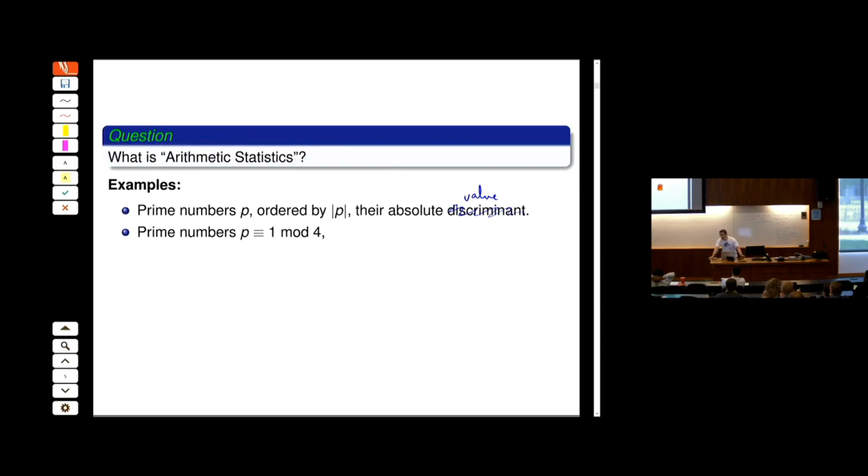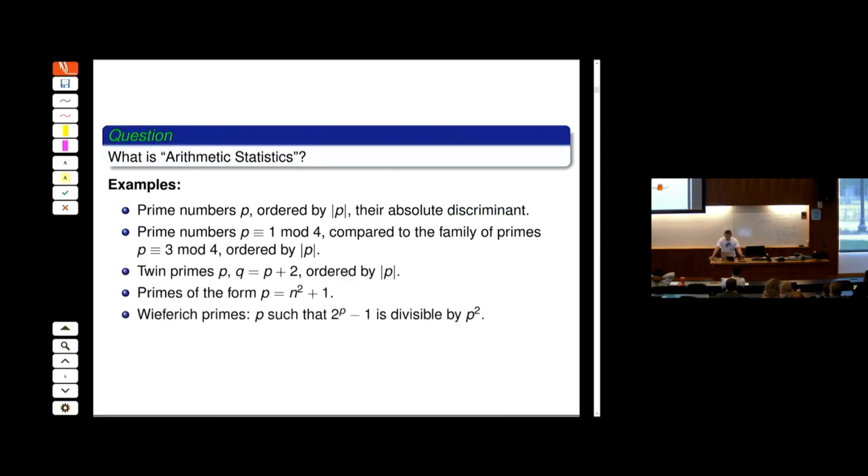The primes that are odd, they're 1 or 3 mod 4. So we will compare them with families of primes that are 3 mod 4. Are there more or less primes that are 1 and 3 mod 4? Are there infinitely many primes that are 1 mod 4?